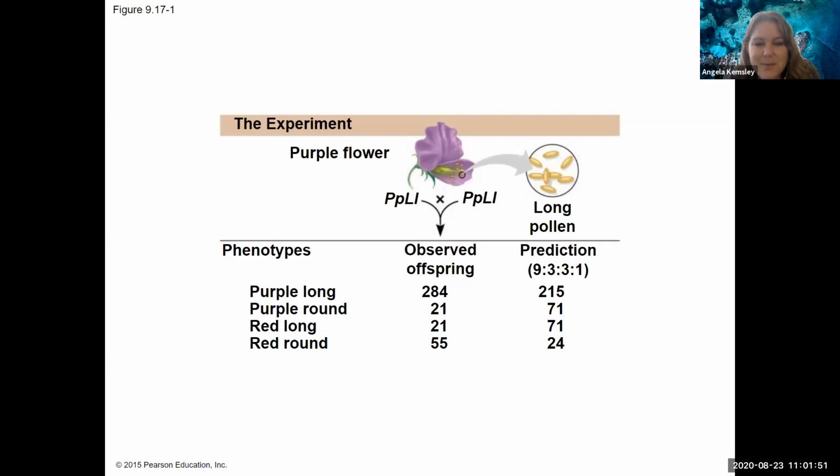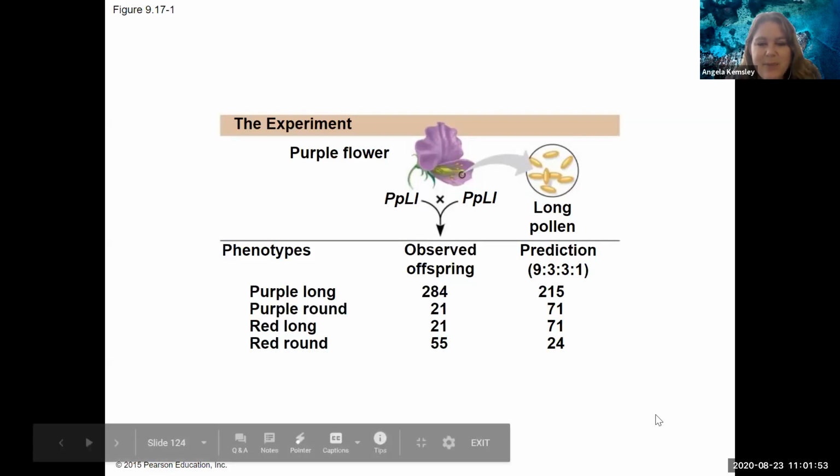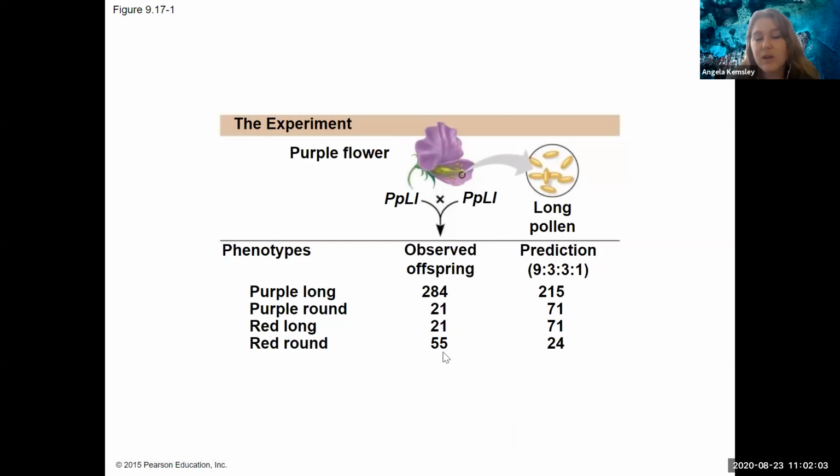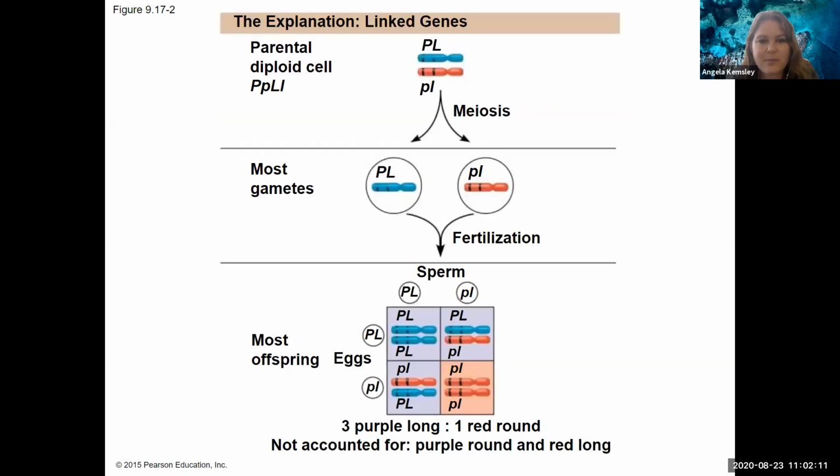So here's a close-up that just shows you they expected this ratio here. Notice on the right, 215, 71, 71, 24. What they actually got was 284, 21, 21, 55, which suggests that the purple and the long pollen are linked somehow. All right, so those two alleles are linked.